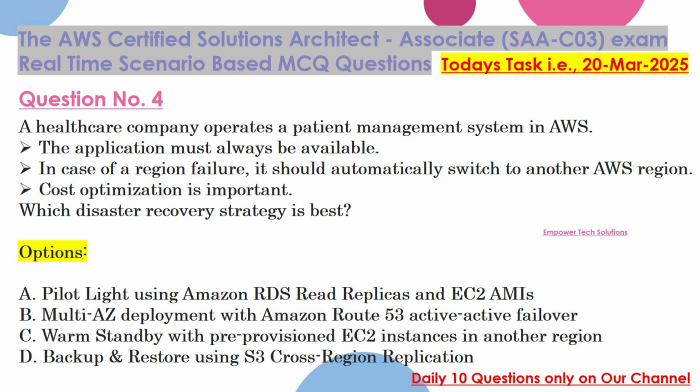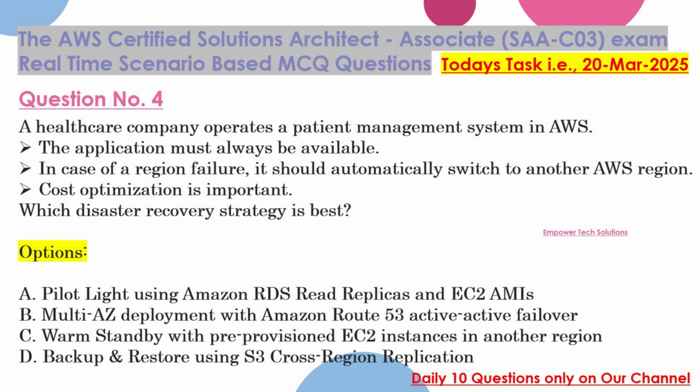Question 4. A healthcare company operates a patient management system in AWS. The application must always be available. In case of a region failure, it should automatically switch to another AWS region. Cost optimization is important. Which disaster recovery strategy is best?